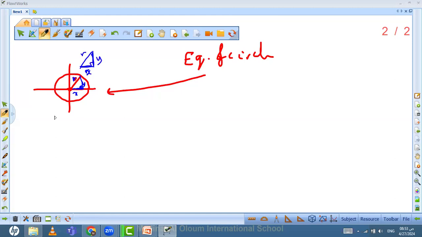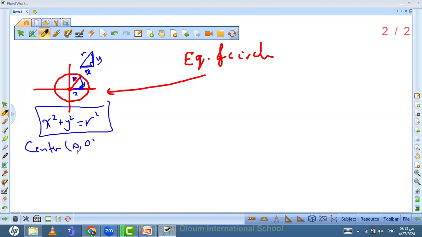My first one, x squared plus y squared equal r squared. This one is the equation of circle. The center of circle in this case is (0, 0), and the radius is the square root of r squared, which is r.